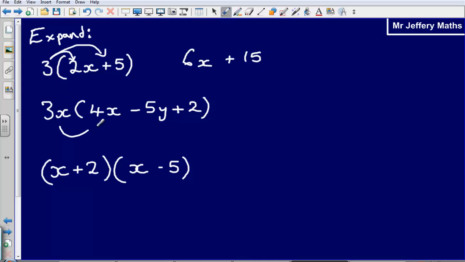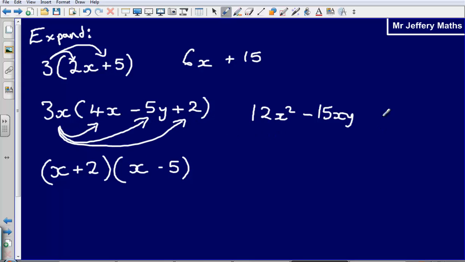Next one, I've got 3x multiplied by 4x, that's going to give me 12x squared. Then 3x multiplied by minus 5y, that's going to give me minus 15xy. And then I've done that one. And then I need to multiply 3x by plus 2, that's going to give me plus 6x.